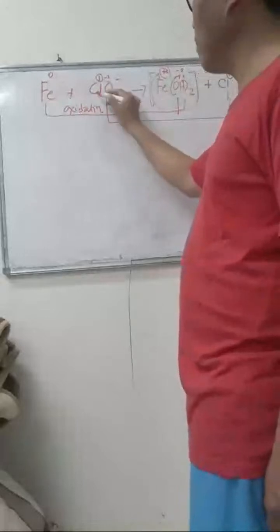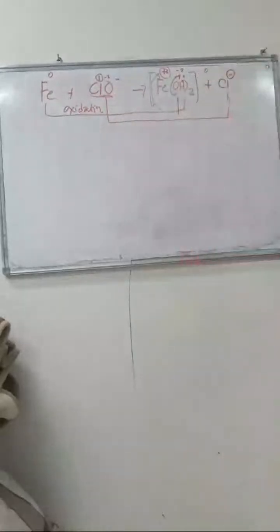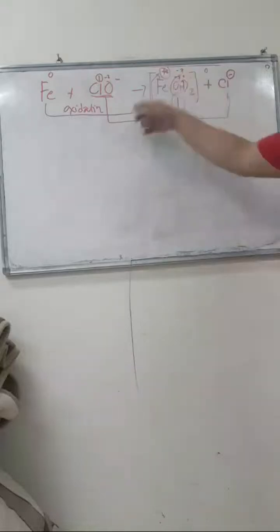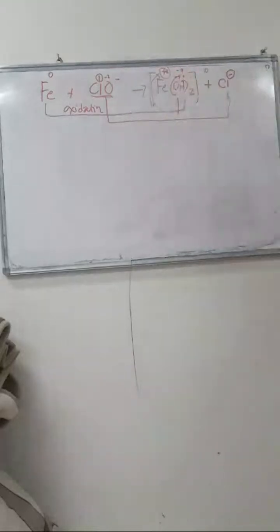Now, hypochlorite here. Take a look at the chloride only, because you don't have to worry about the oxygen. The oxygen doesn't change. It's still negative 2, see? Negative 2, negative 2, right? And that is not a partner. The iron 2 hydroxide is not a partner of hypochlorite. That's why you don't have to take into account the oxygen.